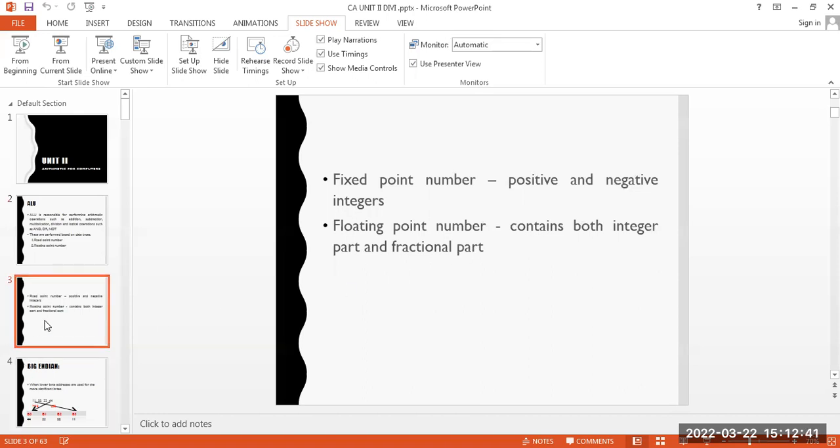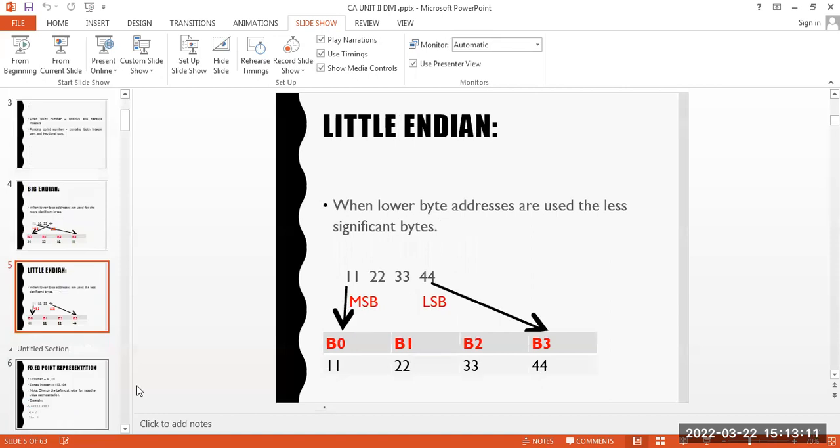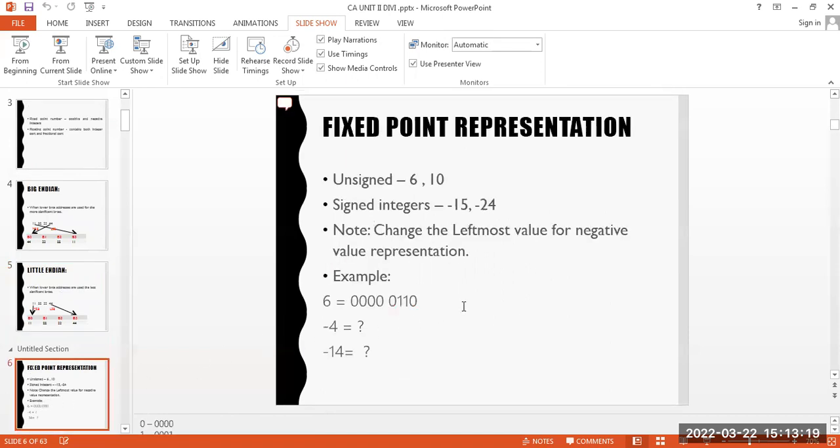In this representation, we have two ways of storing data in memory addresses. One is big endian, another is little endian. In big endian, the lower byte address is used to store the most significant byte. Little endian is the opposite: the lower byte address is used to store the least significant byte. Next, floating point representation.